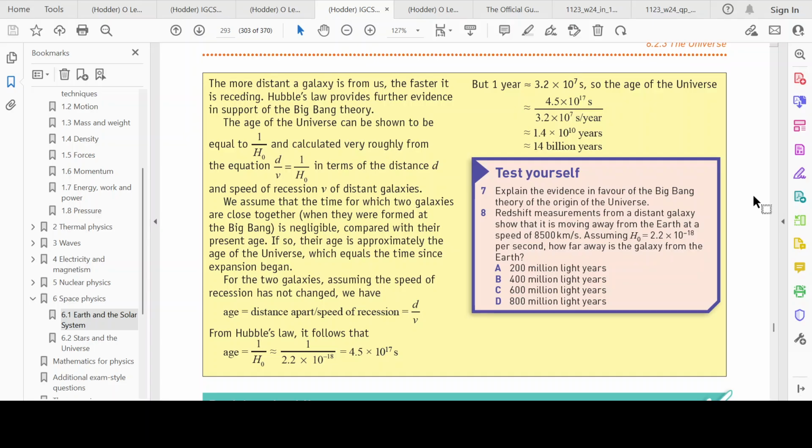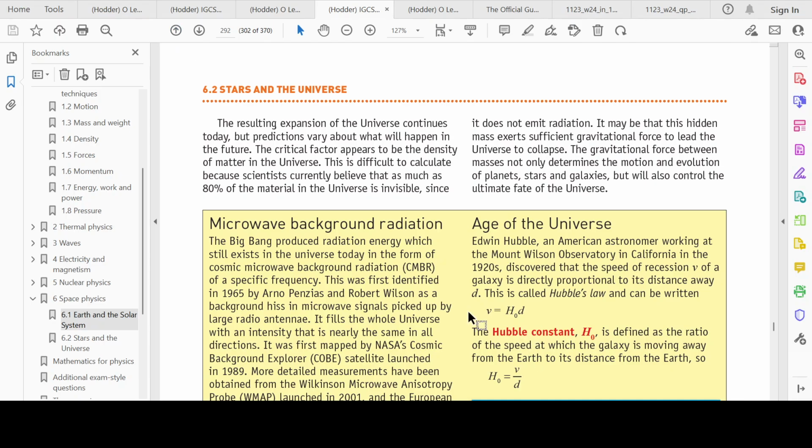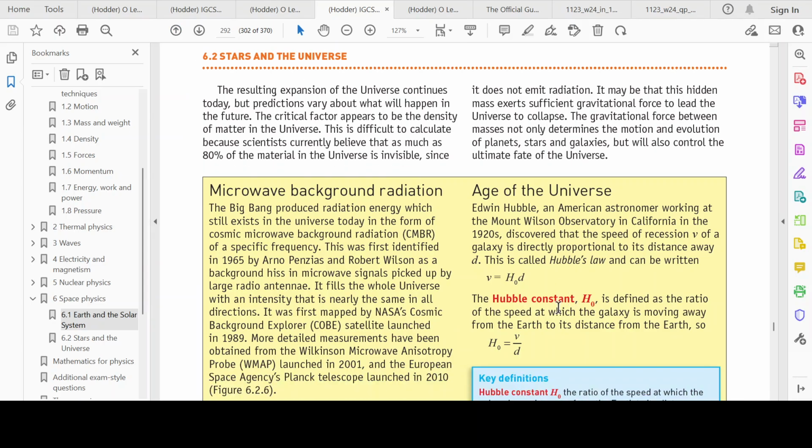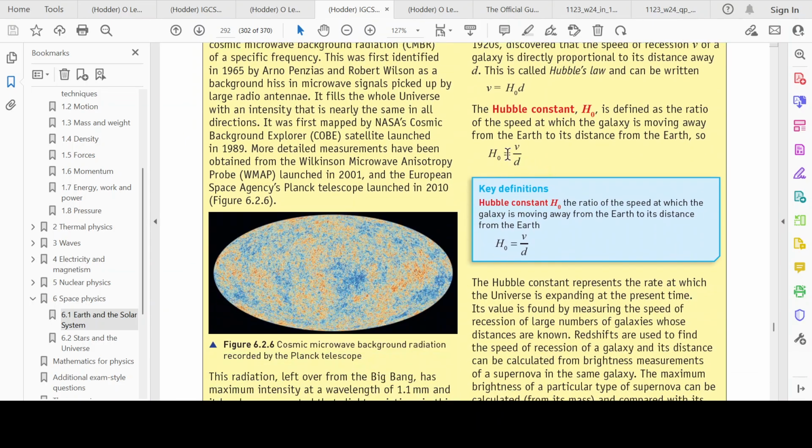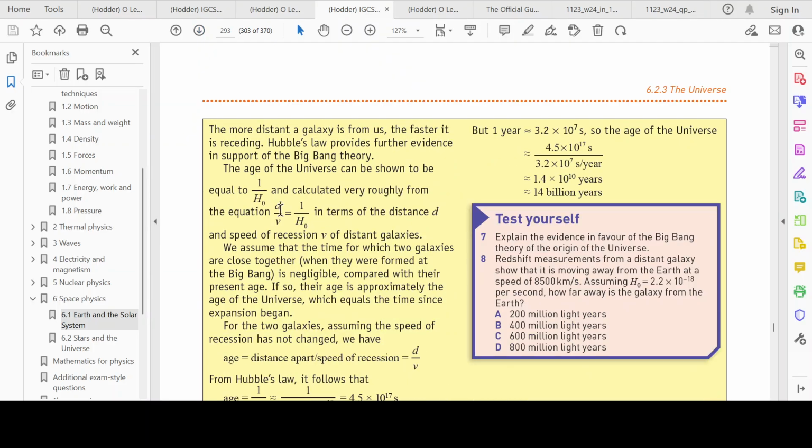Right? So you can see what they're doing, right? H was V over D, right? V equals Hubble's constant times distance. And so H equals V over D. And so if you do 1 over Hubble's constant, this flips and this becomes D over V. So that's what you have over here, right?